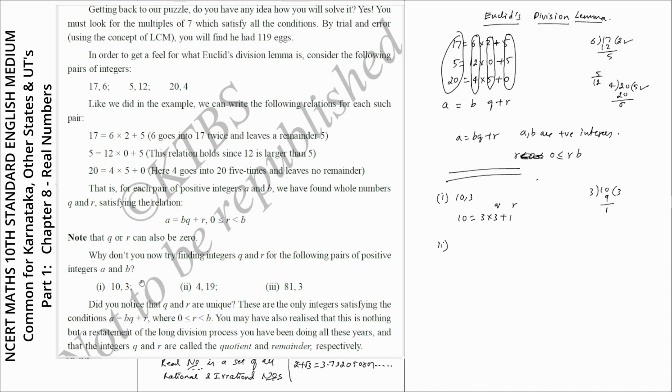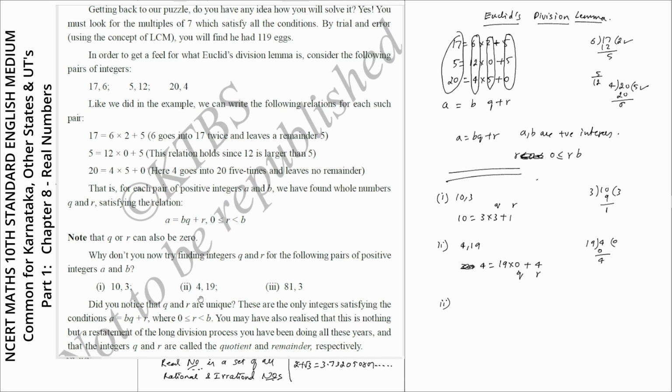Second question. Here you can see it is 4, 19. If you divide 4 by 19, it's not divisible. 19 zeros are 0. 4 is the remainder. So I can write 4 is equal to 19 into 0 plus remainder 4. So here Q is 0, R is 4.